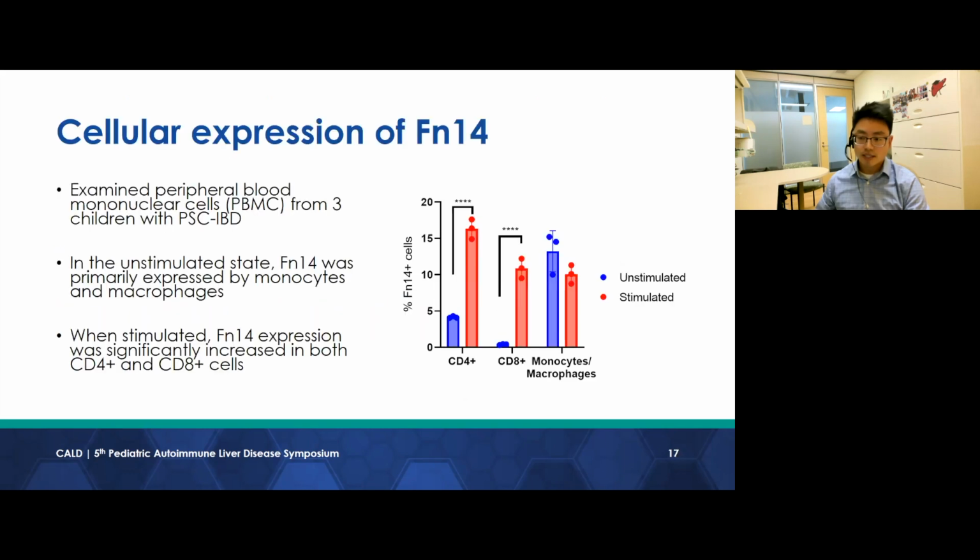In our functional studies, we examined 3 samples from patients with PSC-IBD and examined which immune cells expressed FN14. We found that in the unstimulated state, FN14 was primarily expressed by mononuclear cells and macrophages. When the cells were stimulated, there was a marked increase in FN14 expression in both CD4 and CD8 cells.